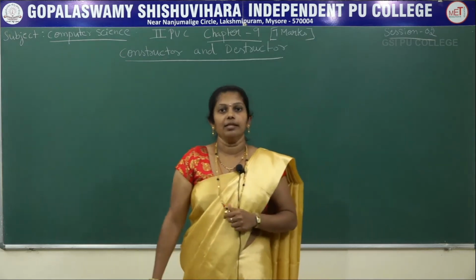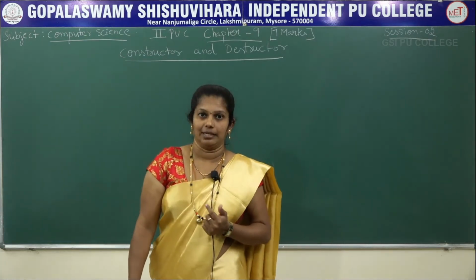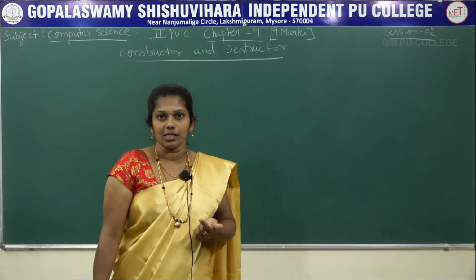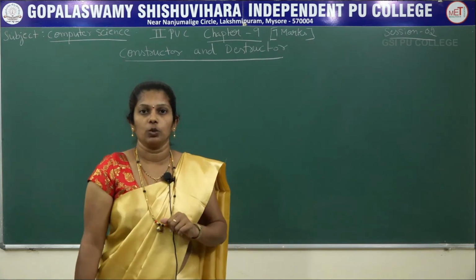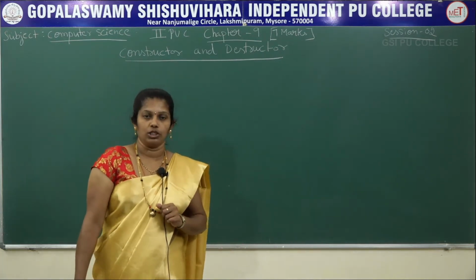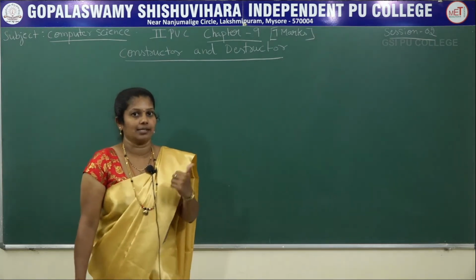Today I am going to explain the types of constructor. You already know the total weightage of this chapter is 7 marks. Out of 7 marks, they will ask one 2-mark question in Part B, and one 5-mark question in Part D.